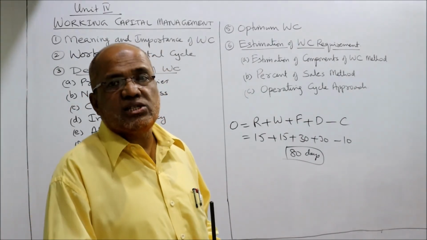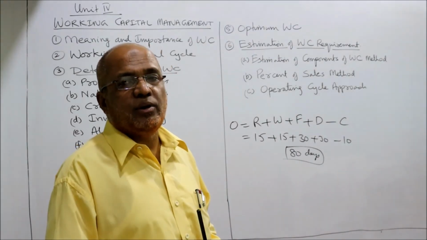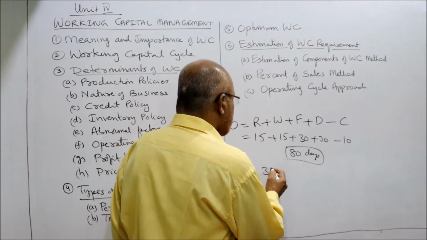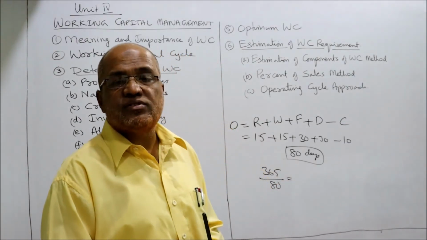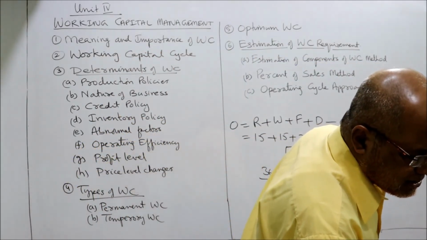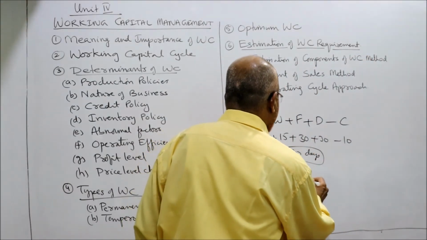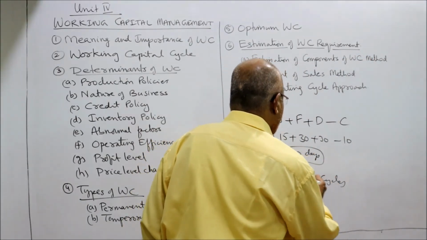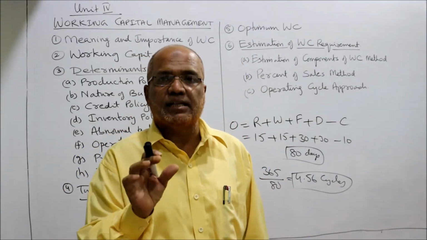So how many cycles can we complete in 1 year? 365 days divided by 80 days will give the number of cycles in 1 year. Example, 365 divided by 80, we are getting 4.56. In 1 year, we are getting 4.56 cycles.